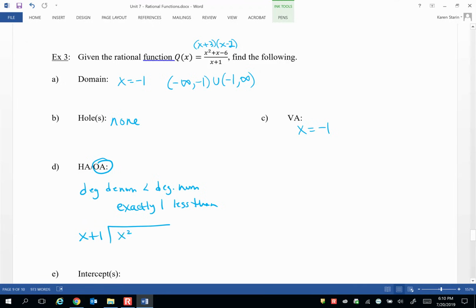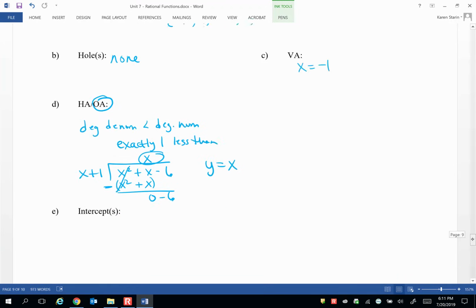So we have x squared plus x minus 6. We need to eliminate x squared, and we have an x to begin with, so x times x is x squared. X times 1 is plus 1x, and we're subtracting both of those. By design that eliminates, and x minus x gives me 0. I bring down a negative 6, and then what can we do here but just have negative 6? We don't even care what's left here. So our oblique asymptote is y equals x. It's the identity.